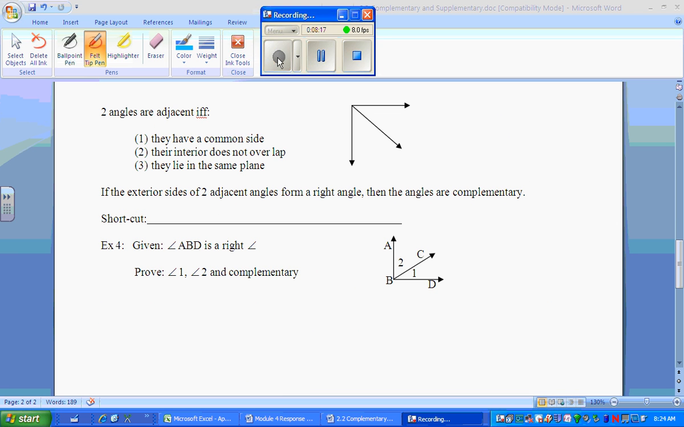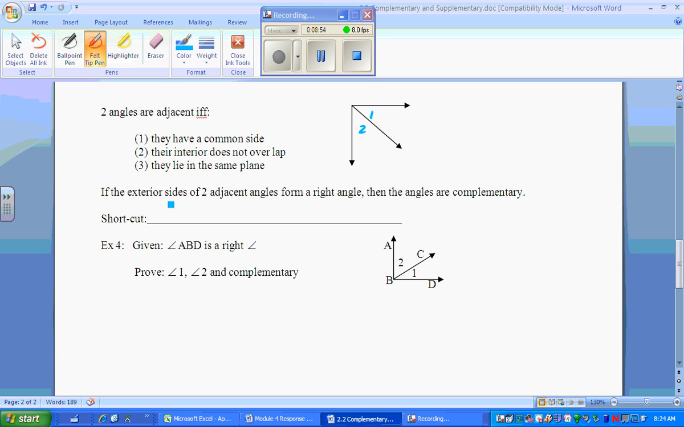We're now going to switch gears to this idea of adjacent. Two angles are adjacent if and only if they have these 3 common things. They have a common side, their interiors do not overlap, and they lie in the same plane. So that means they are on the same piece of paper or on the board, in the book, whatever. So here's a common side, they're not overlapping, and they're on the same plane. So these 2 angles, let's call them 1 and 2, would be adjacent because they're right next to each other. That's basically it, right next to each other, not overlapping.